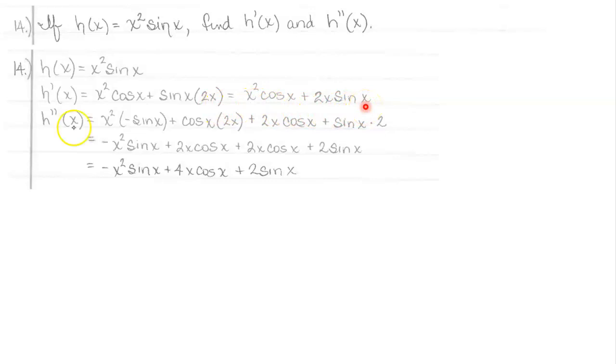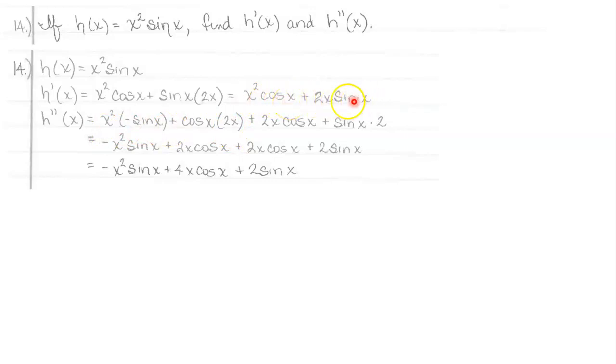So to find our second derivative, we're taking the derivative of this. So let's start with this first piece right here. We're going to need to use product rule for this. So I'm going to do first times derivative of second plus second times derivative of first. So first, x squared times derivative of cosine is negative sine, plus second cosine times derivative of first, derivative of x squared is 2x. So this whole thing right here is product rule for this piece.